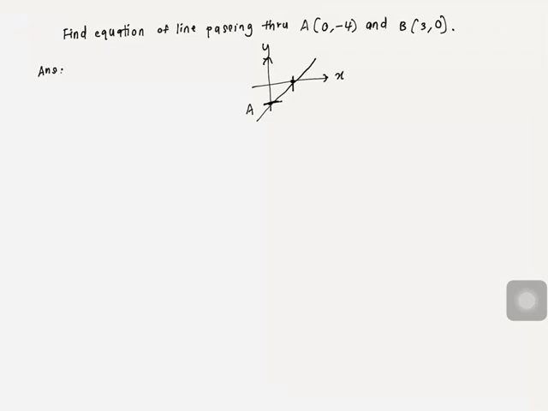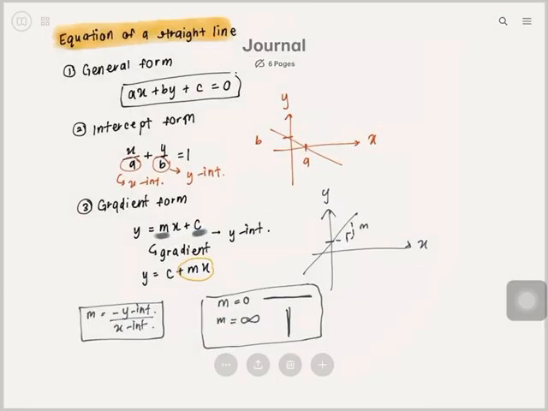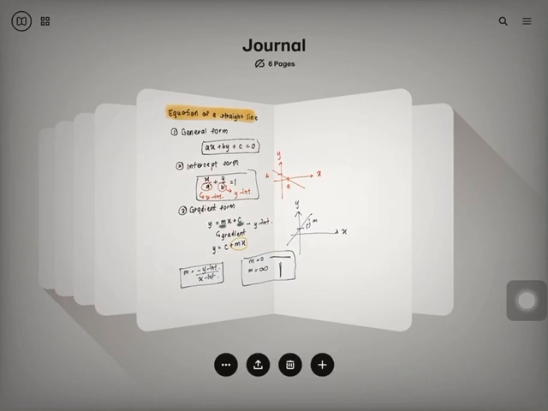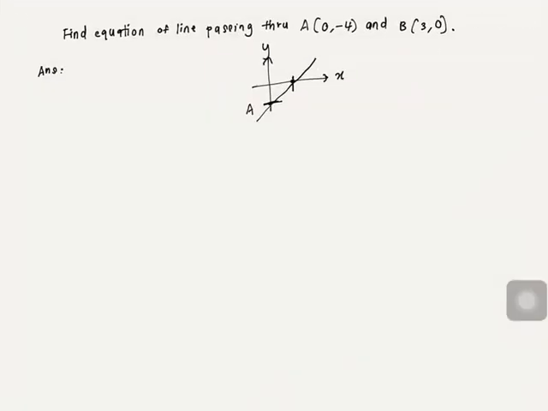So your answer would be, by using the formula given, x over x-intercept plus y over y-intercept equals 1, as shown here. So x over x-intercept minus y over y-intercept equals 1. So your answer would just be this one. This is one form to write the equation of the straight line.